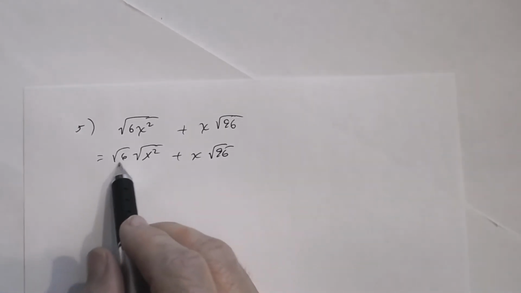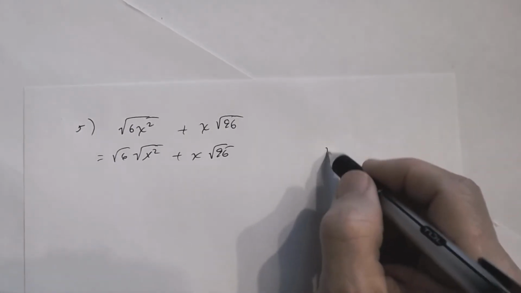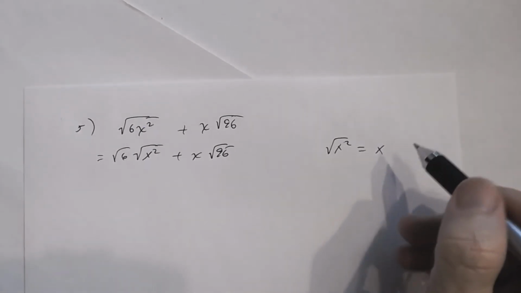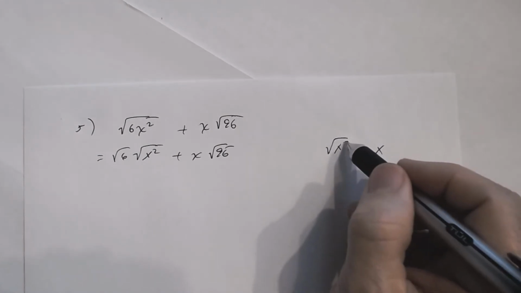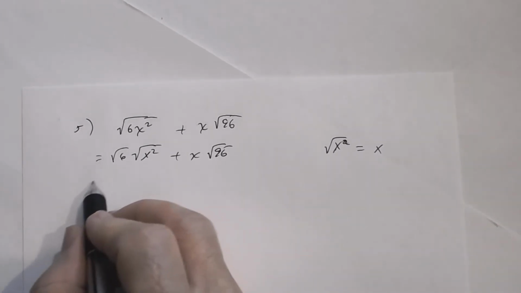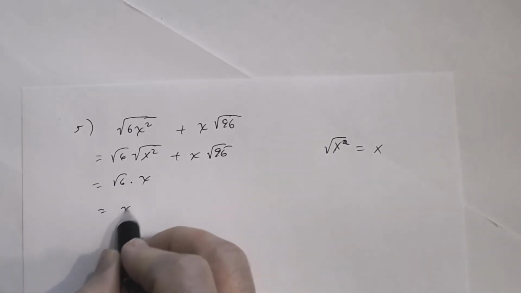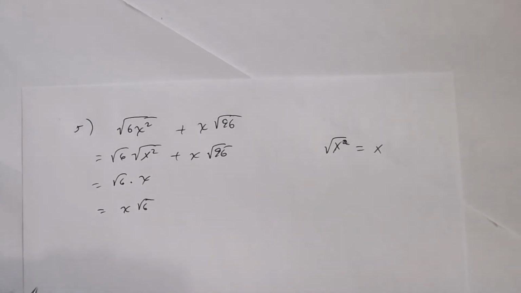Okay, now can I simplify the square root of 6? No. Can I simplify the square root of x squared? Yes, because what's the square root of x squared? x. Now again, we're assuming that all variables are positive, so we don't have to worry about absolute values at all. All right. So this is square root of 6 times x, right? Or x square root of 6. So let's go ahead and write it like this, x square root of 6.